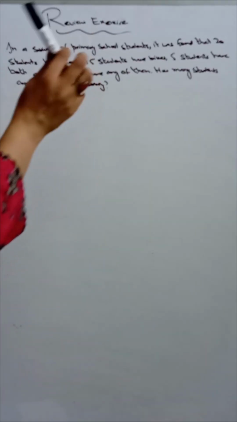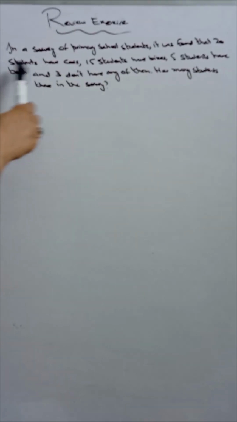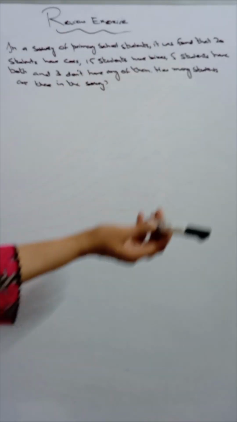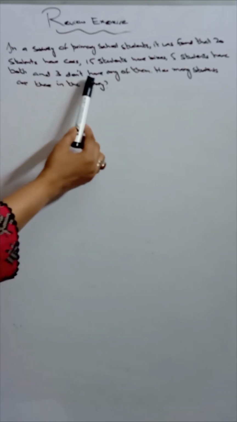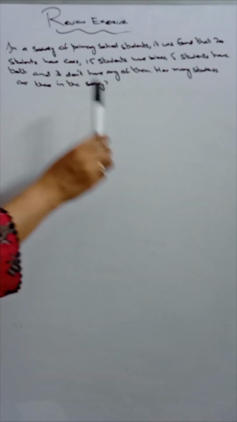Hi, as you know, we are doing a division exercise, so let's begin. In a survey of primary school students, it was found that 20 students have cars, 15 students have bikes, and 5 students have both, and 3 don't have any of them. All right, how many students are there in the survey? So we have to find the overall students in the survey.